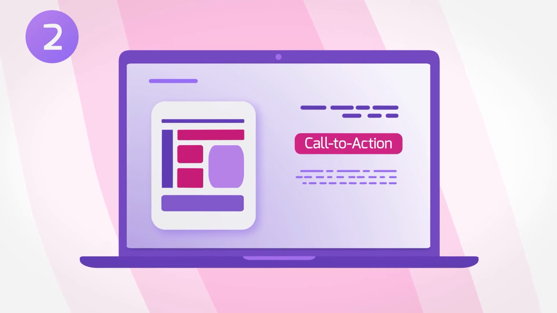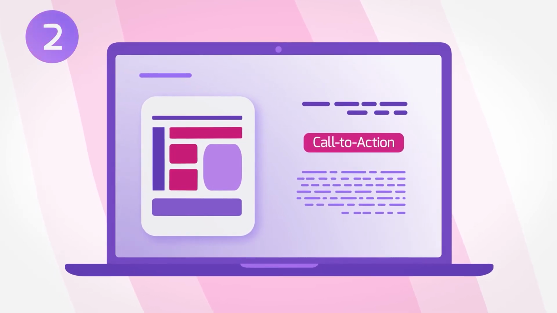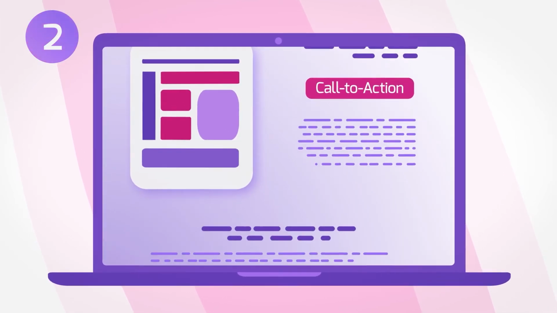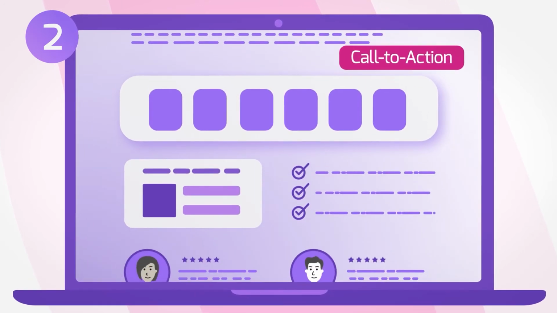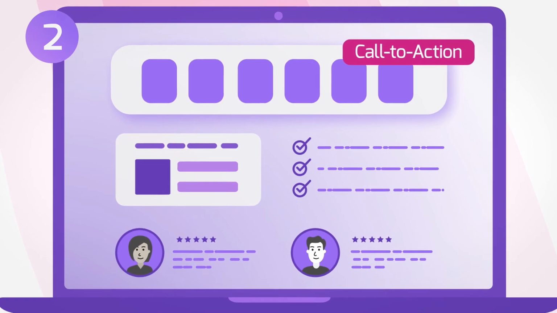Number 2. Place a call to action above the fold, but when a visitor scrolls through the page, move the call to action to a fixed position at the top right corner. That way, it will remain perfectly visible at all times.